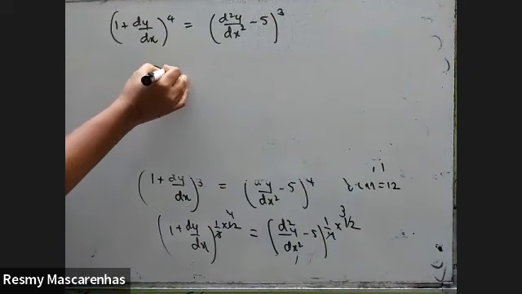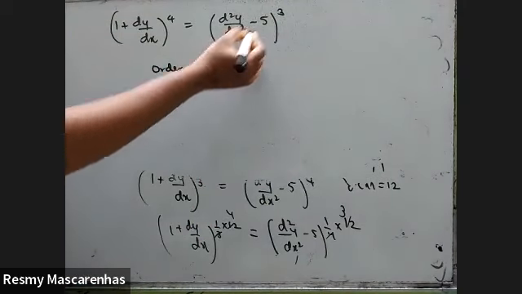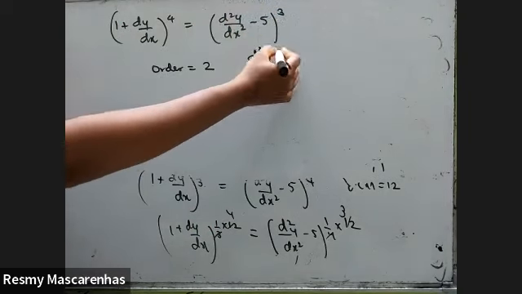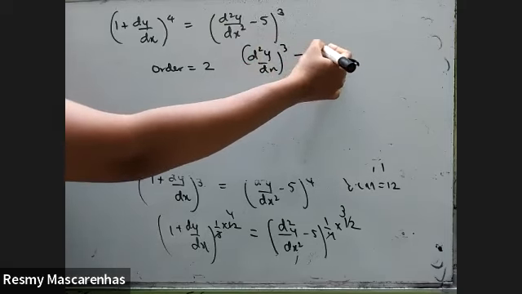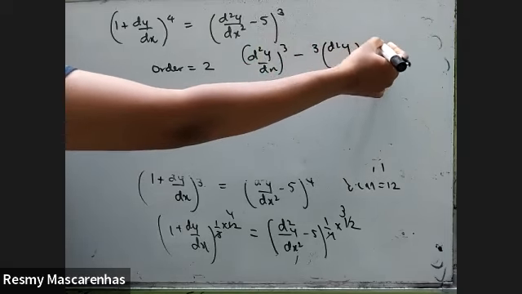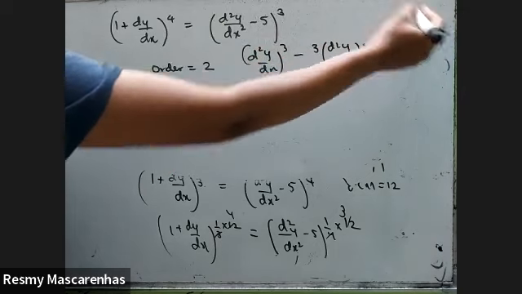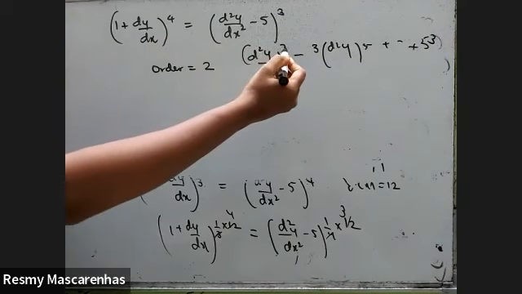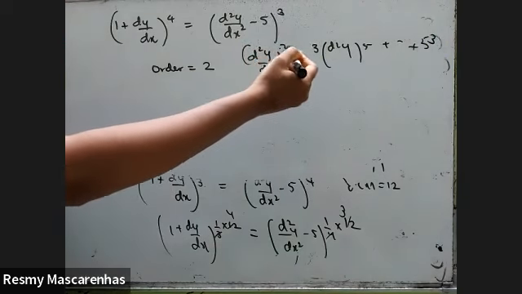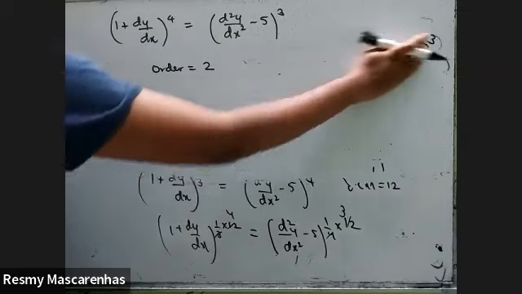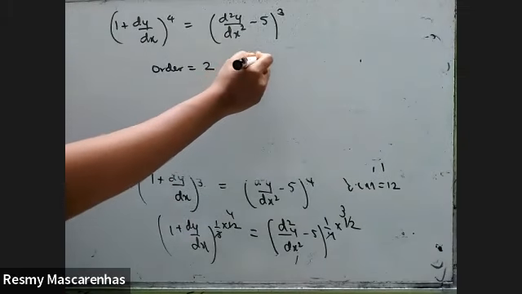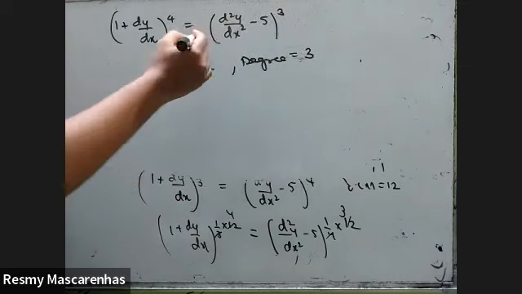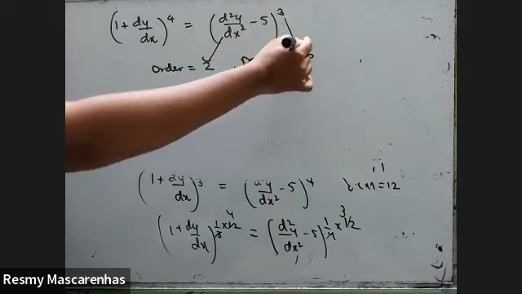So you know that the order is how much? 2. If you expand this, a plus b the whole cube, we will get a cube plus 3a square b plus 3ab square plus b cube, or minus b cube. So you know that finally the highest power will remain 3 only. It will never become 4. So the degree will be 3. This is the order and this is the degree.